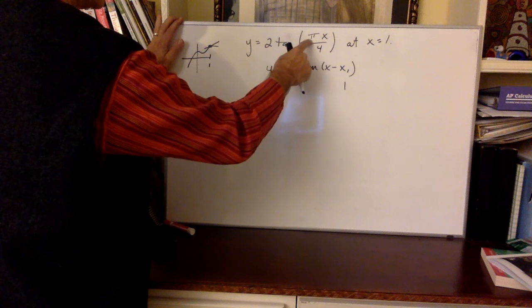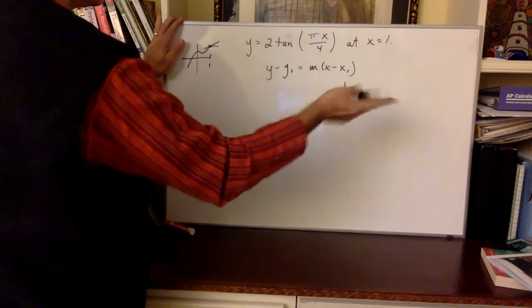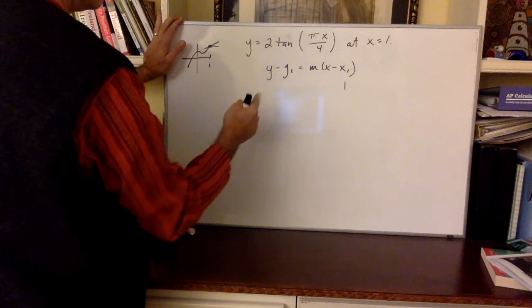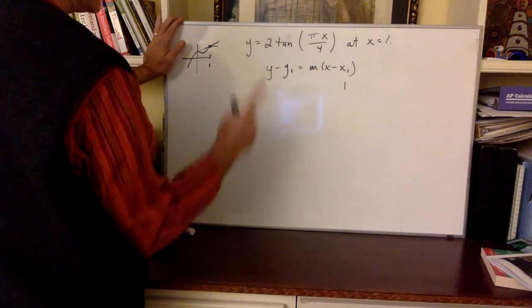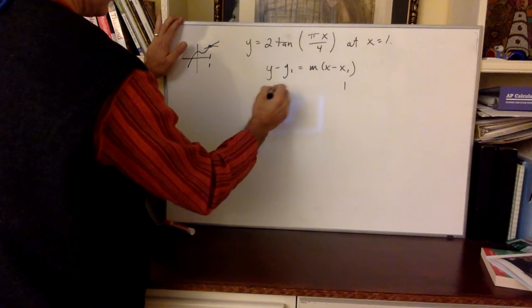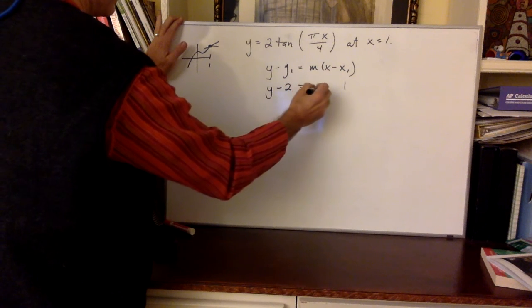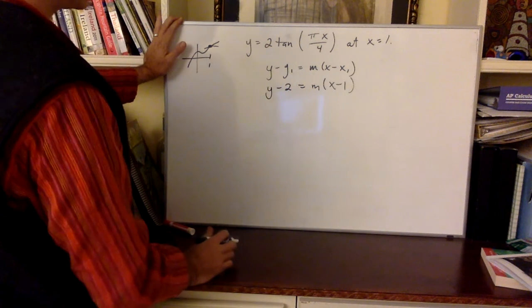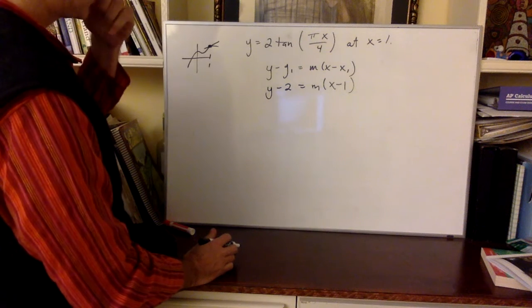So what is 2 tan of, look at this, you guys. It's just tan of pi over 4, right? Because that's going to be 1. And tan of pi over 4 is just 1. So what's 2 times 1? That's going to give me a 2 here, okay? All I need now is the slope of the tangent line, and that's just the derivative.